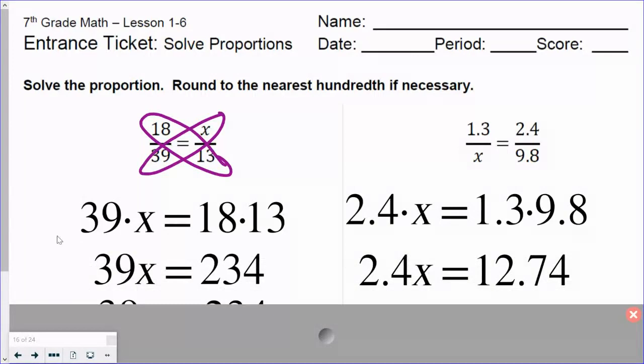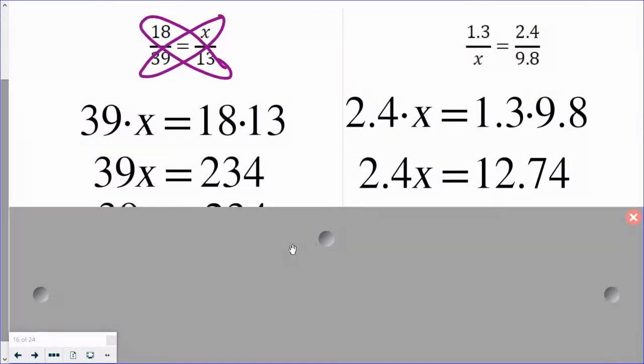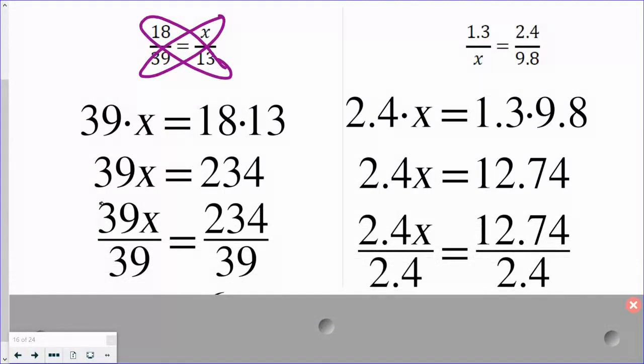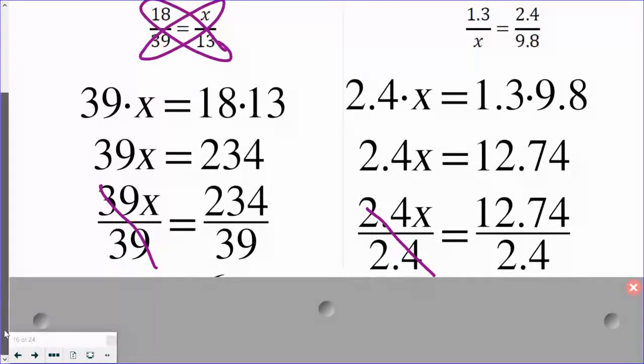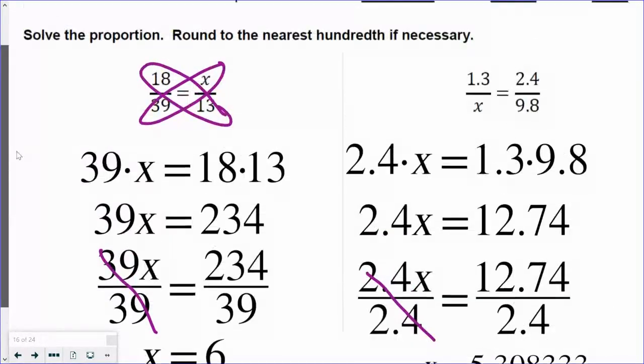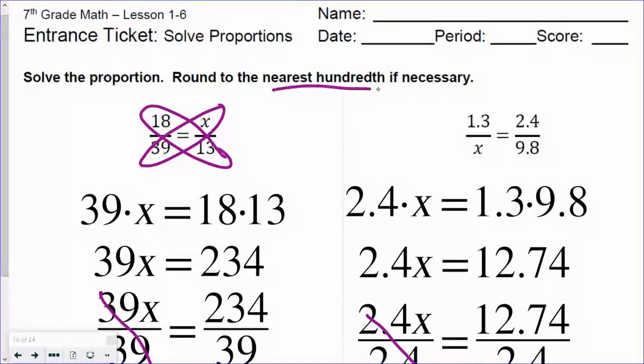Okay, so then you got your one-step equations, and then you broke it down, dividing both sides because you want these here to cancel. The whole reason is to get the variable by itself, and then you ended up with your answer. Now, when you have a repeating decimal, you want to look to see if it says to round. Okay, so did our instructions say round to the nearest hundredth?